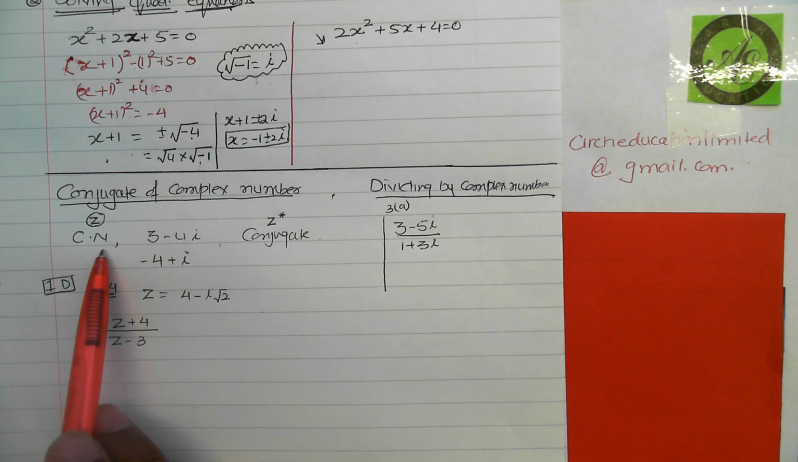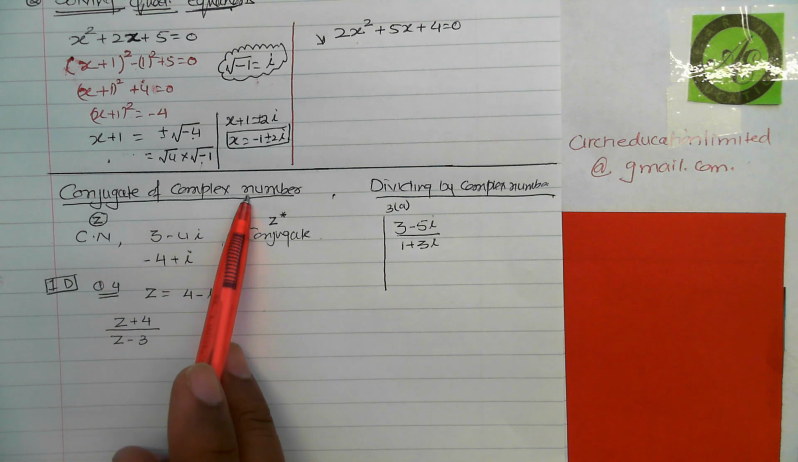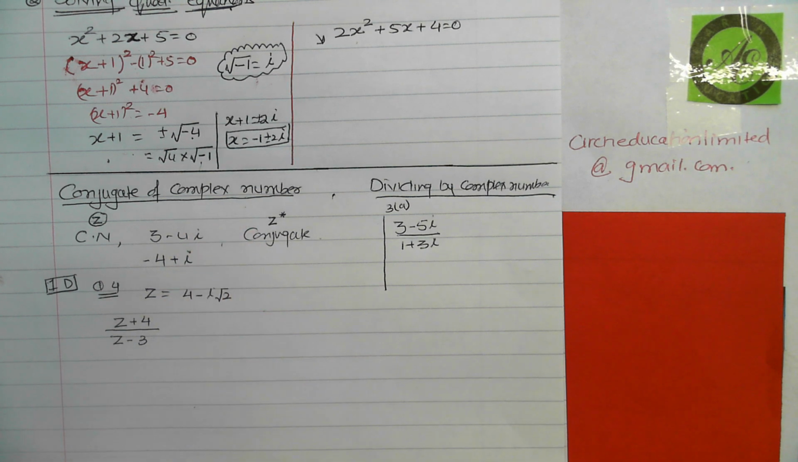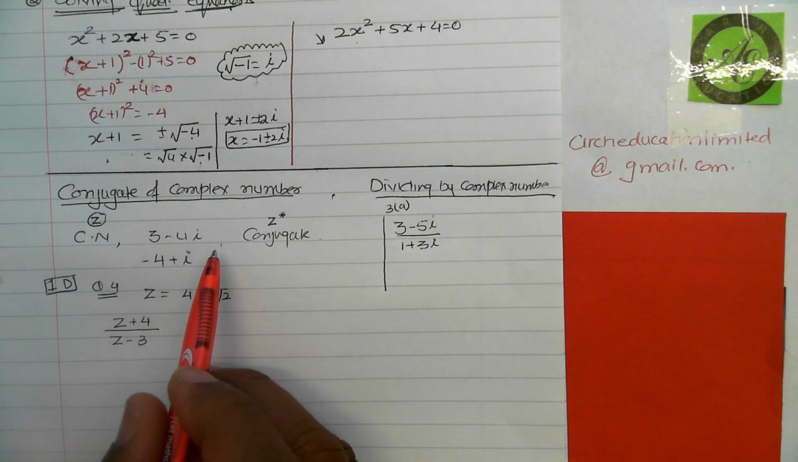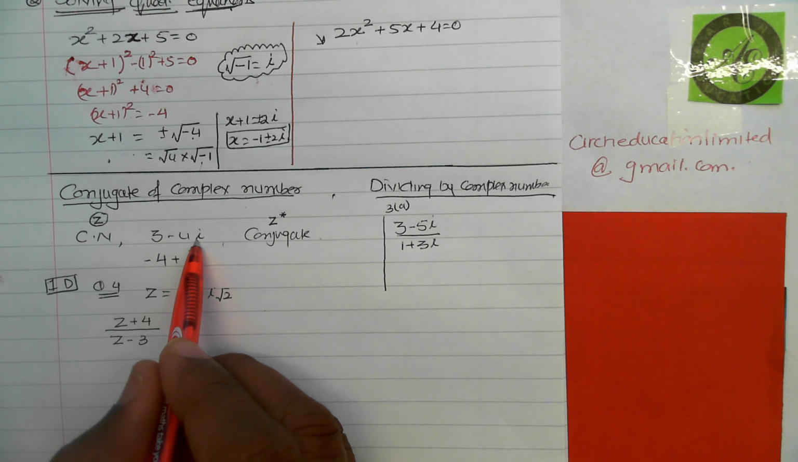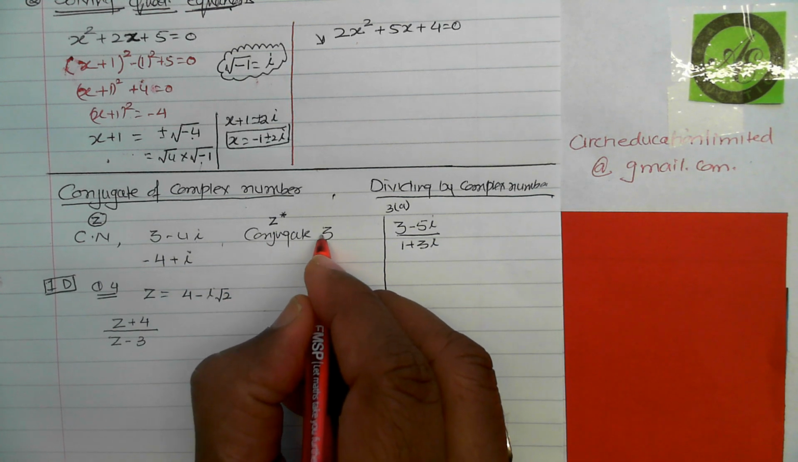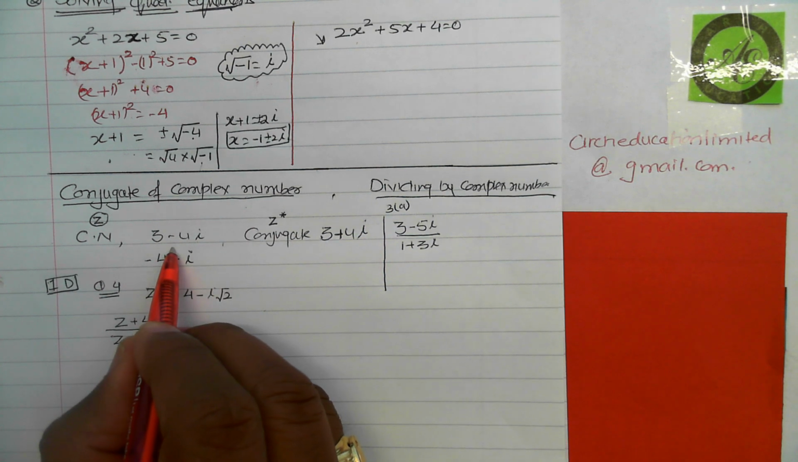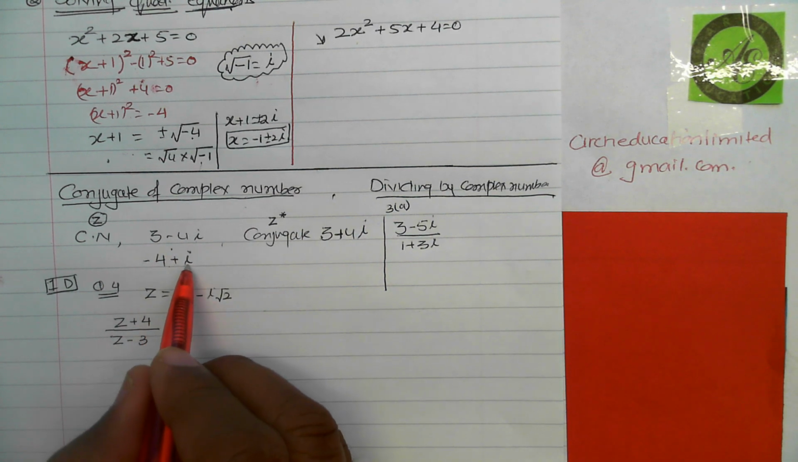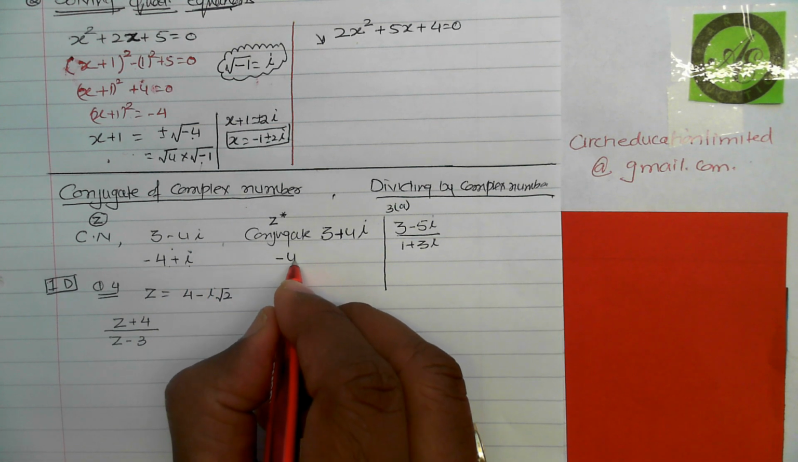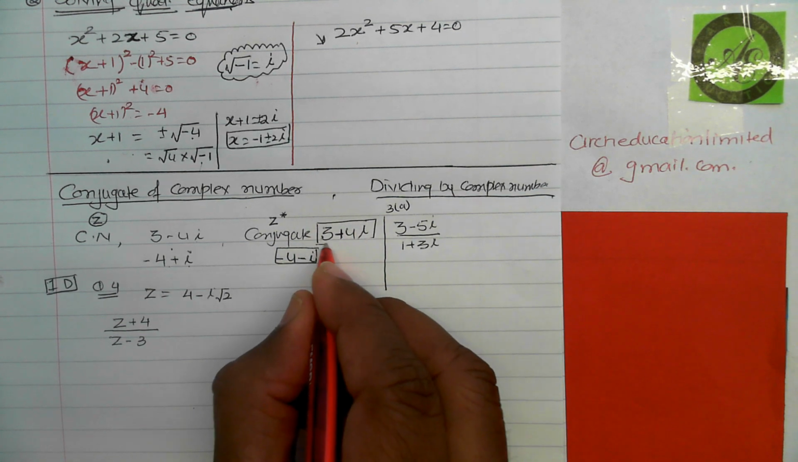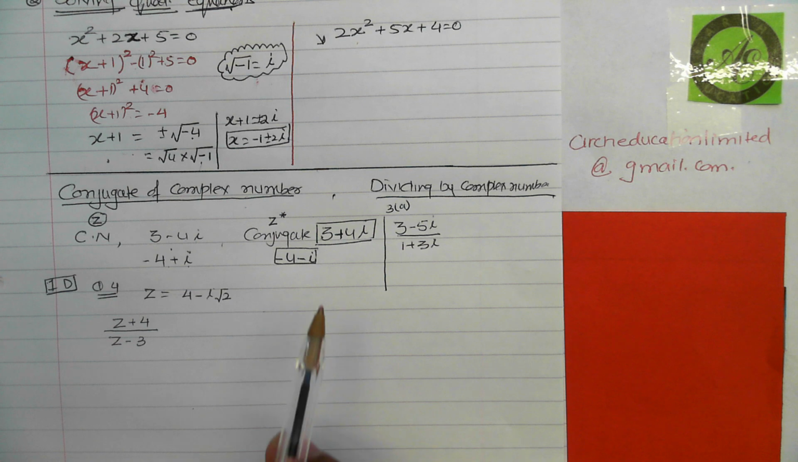Right, we move on to the next stage, conjugate of complex numbers, and I would advise you to relate conjugate of complex numbers to conjugate of surds in GCSE or in normal maths. So 3 plus 4 iota, its conjugate would be 3 minus 4 iota. 3 minus 4 iota, its conjugate is 3 plus 4 iota. And minus 4 plus iota, the conjugate is minus 4 minus iota. So what do you do? You just change the sign of the imaginary part, and that becomes the conjugate.